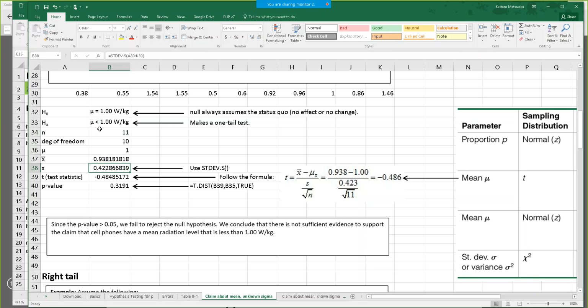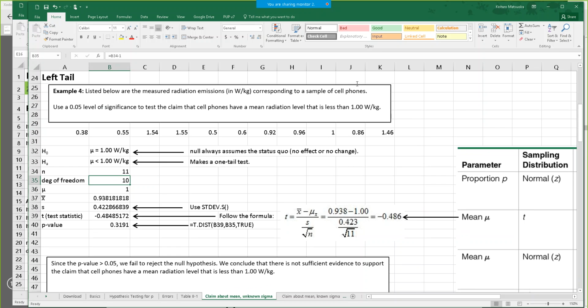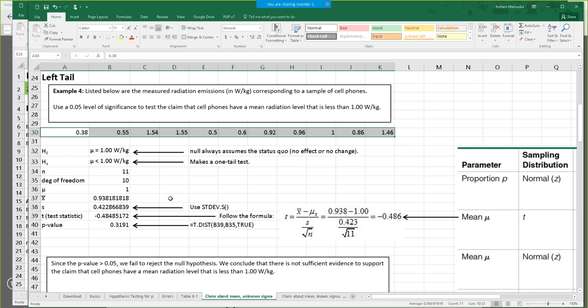In this case, for n, you just count how many there are. There are 11 of them. You know that t uses degrees of freedom, which is 1 less than n, so that's 10. What's your mu? Again, that's the given number, the claim we're looking at, so 1.00. What's the calculated x bar? That's the average of all these numbers.